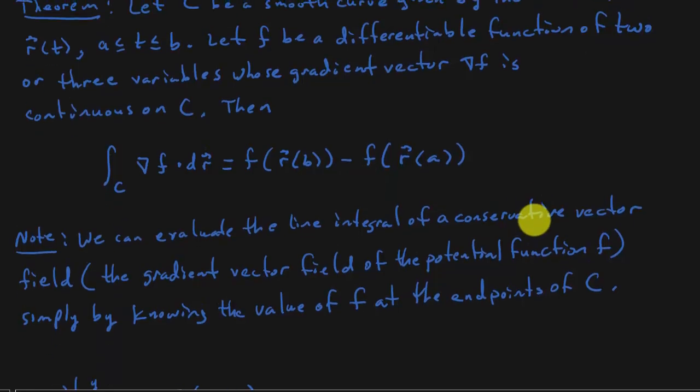And it says, note, we can evaluate the line integral of a conservative vector field, the gradient vector field of the potential function f, simply by knowing the value of f at the endpoints of C. We're going to read through the definitions, theorems and stuff, and then I'm going to explain what all it means.